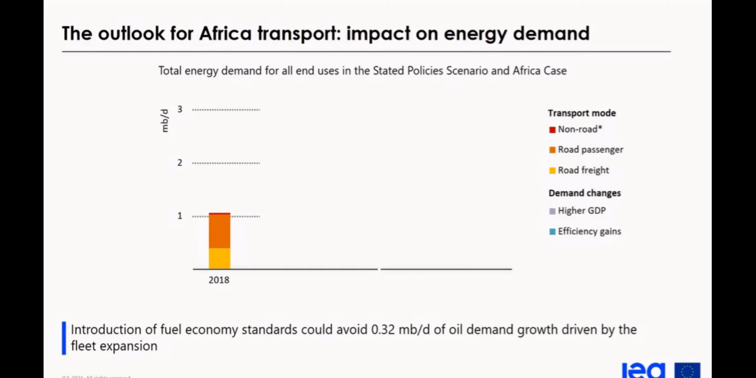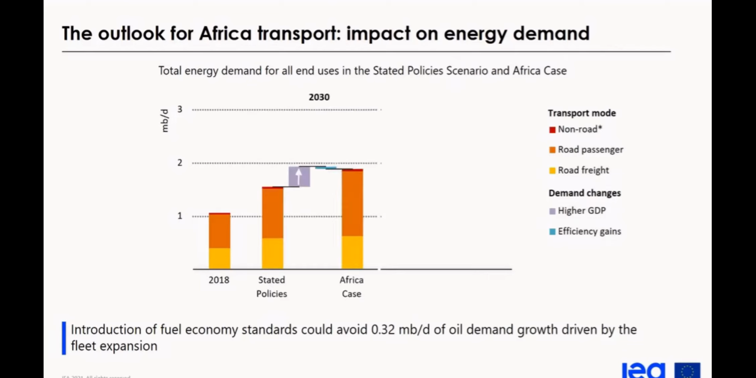So starting in 2018, we see that there is a breakdown where road passenger makes the bulk of the energy demand. By 2030, this is expected to grow, and the difference between our stated policy scenario and the Africa case is due to a higher GDP. That means more economic development, more cars in the roads, more trucks in the roads.